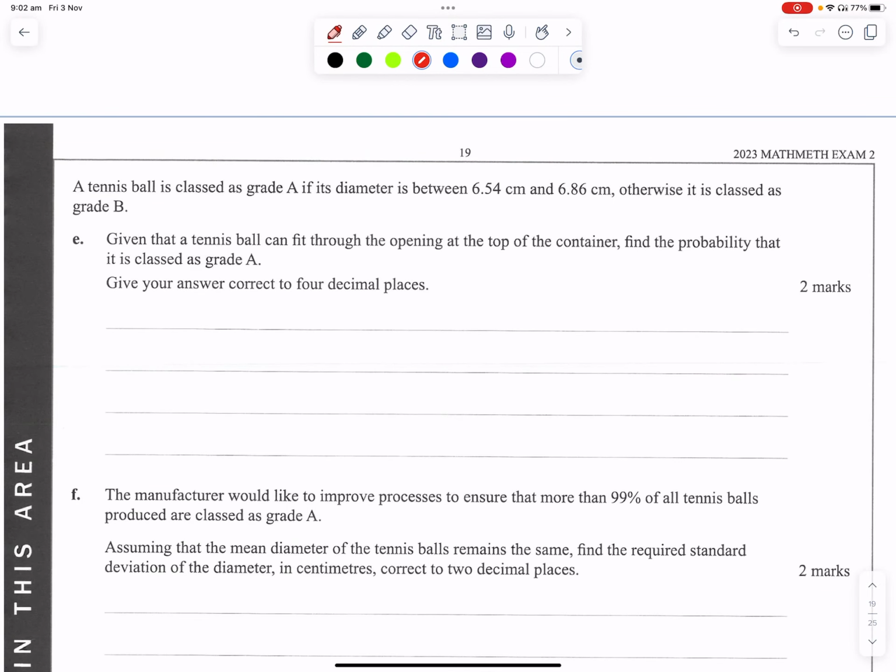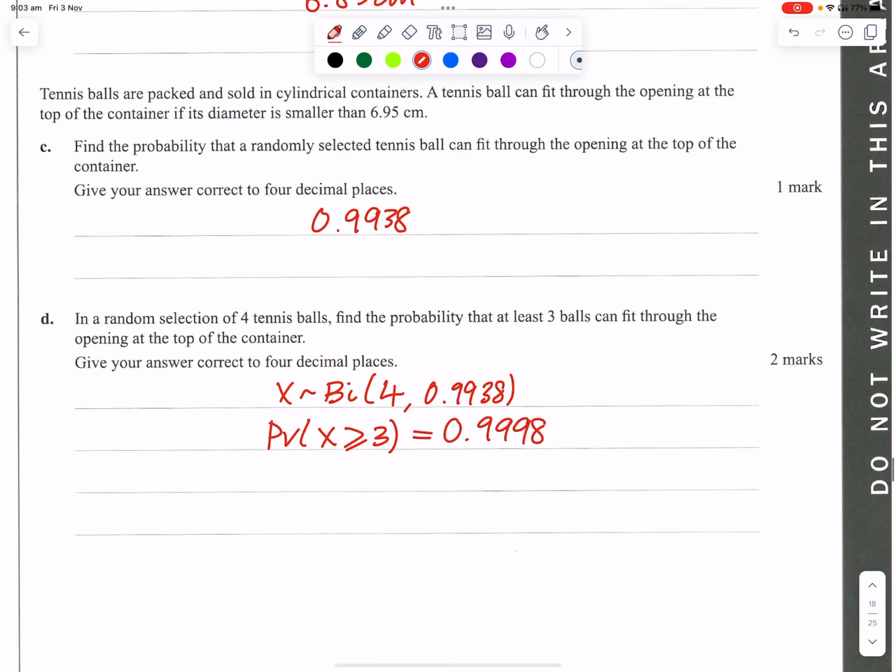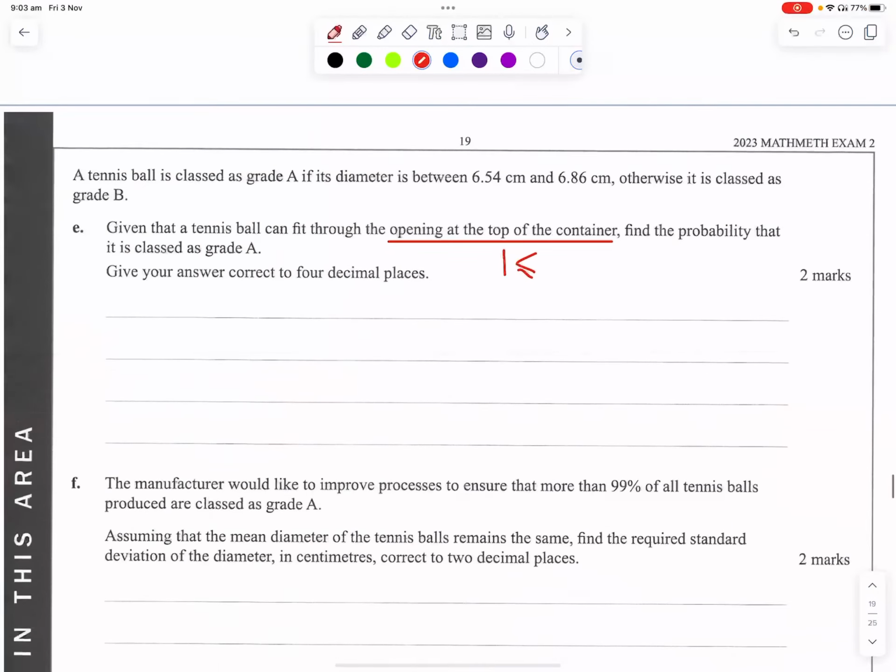Okay, a tennis ball is classed as grade A if its diameter fits between those values, otherwise it's classed as B. Given that the tennis ball can fit through the opening at the top. So this is given that it's less than or equal to 6.95.